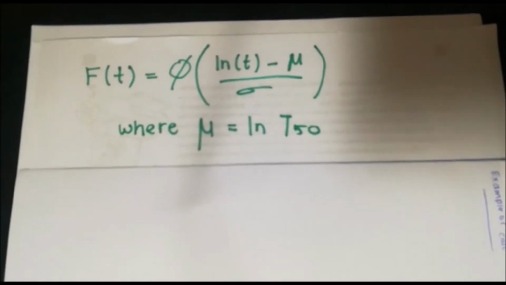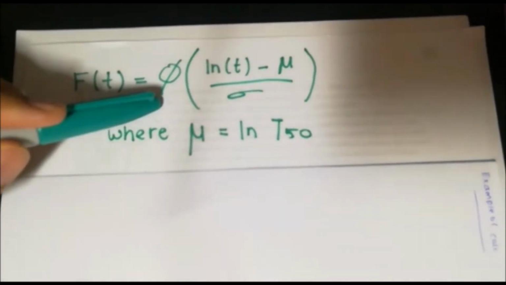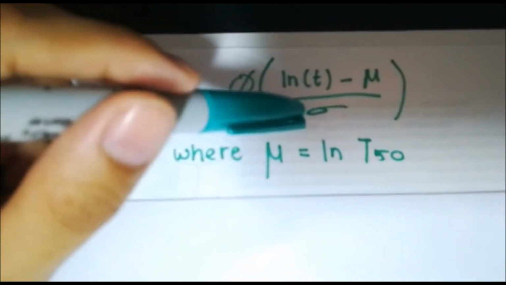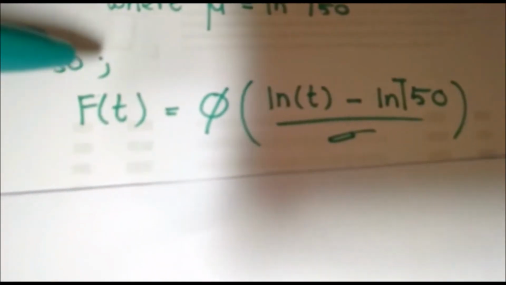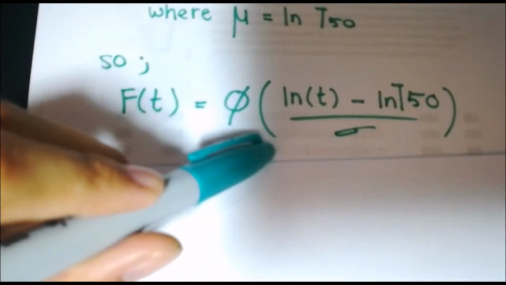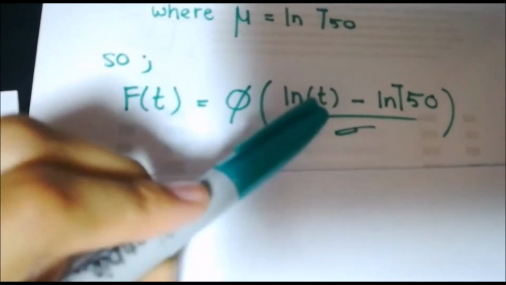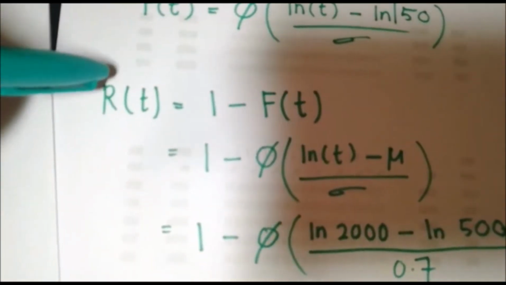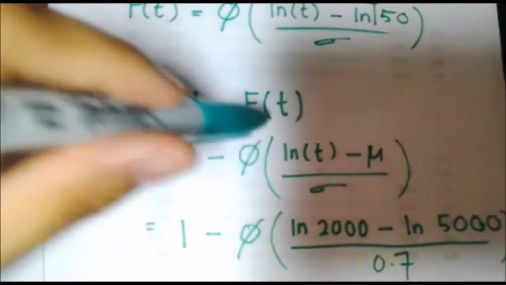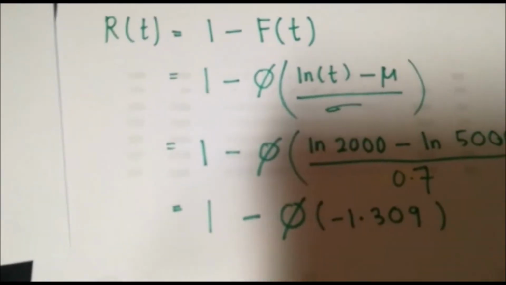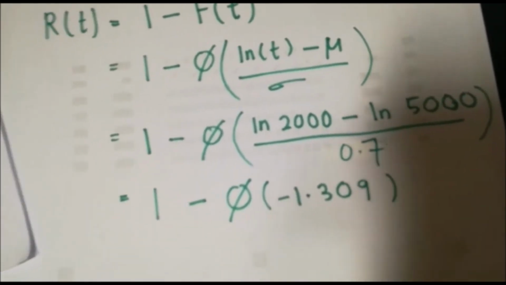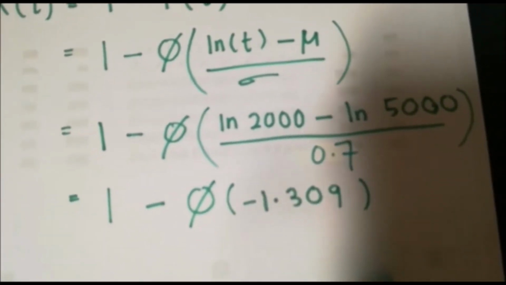By using the formula F(t) equal to Φ of (ln t minus mu) over standard deviation, where mu is ln T50. So the formula is F(t) equal to Φ of (ln t minus ln T50) over standard deviation. To find the failure, we use R(t) equal to 1 minus F(t), the cumulative distribution function. We insert the values that we get from the equation into the formula and we get the answer. This is the percentage of failure. We can leave the answer just like this.